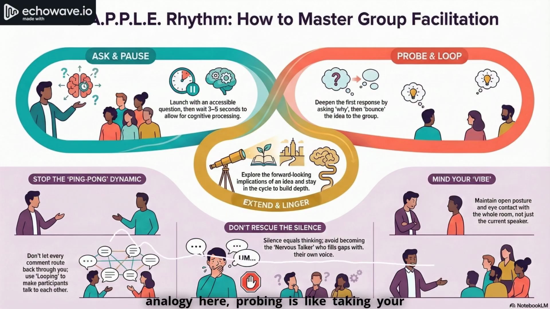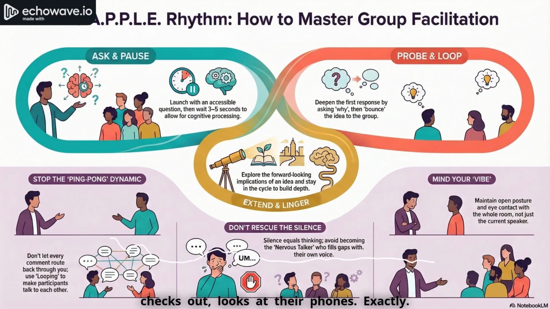If we use a camera analogy here, probing is like taking your zoom lens and zooming all the way in on a specific detail in one person's photograph. Oh, I like that. You're trying to see the texture of what they just said, really understanding the deep why behind their initial thought. That's a great way to look at it. And to take that camera analogy a step further, if you only ever use the zoom lens, your audience loses the context of the whole picture. Right. I mean, you've dug deep into this one person's brain, but if you stop there, you're alienating the rest of the room. You end up conducting a highly detailed one-on-one interview in front of a live studio audience.